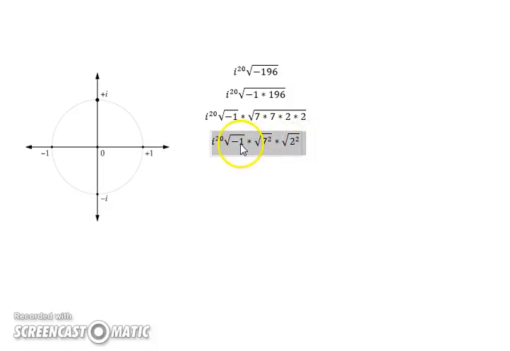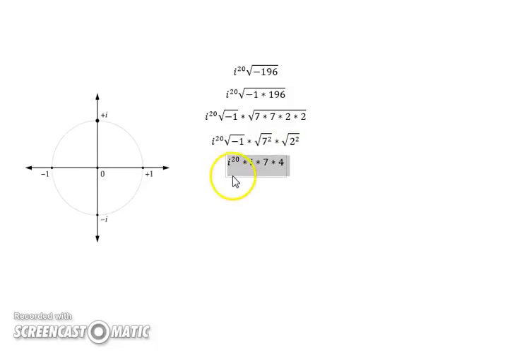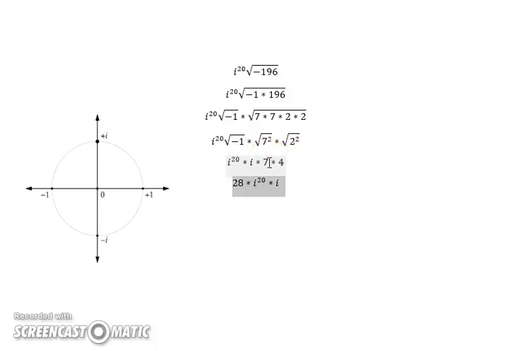Now, we know, and we learned in class today, that the square root of negative 1 is i. And we know that the square root and squares cancel out, so the square root of 7 squared is 7, and the square root of 2 squared is 2. So we get i to the 20th times i times 7 times 4. Well, let's do the easy part first. We know 7 times 4 is 28.